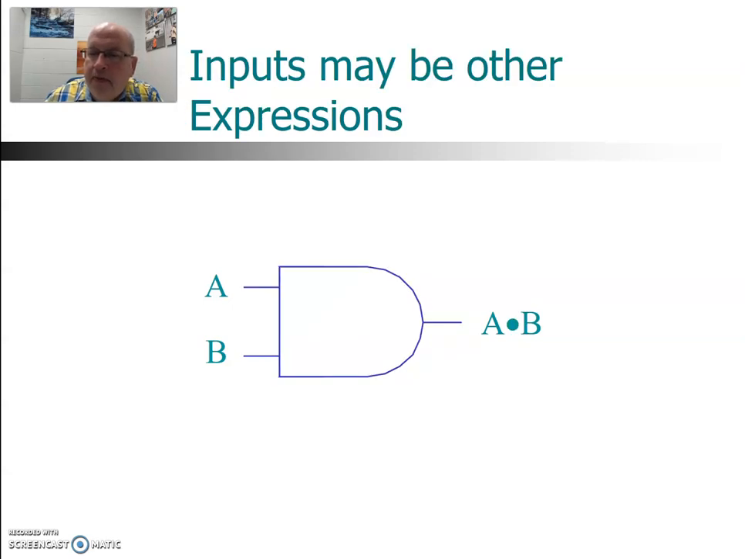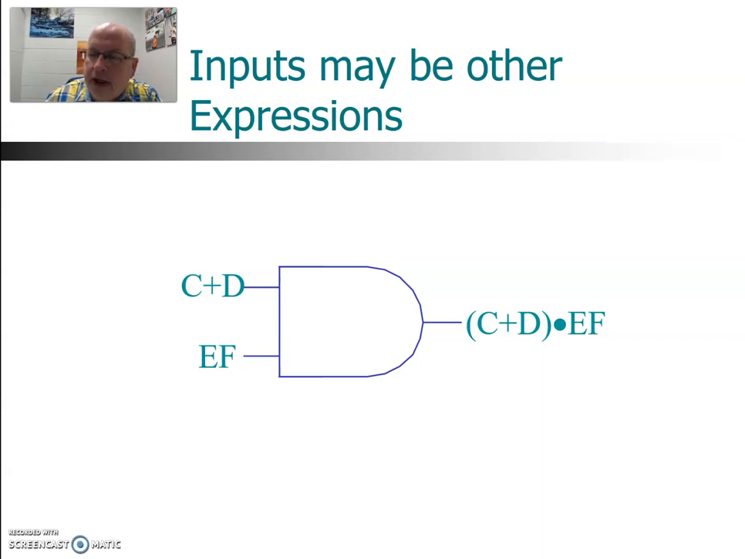It's important to remember when we are utilizing these variables A and B, each of these can actually be combinations of other variables. For example, A might be C plus D and B might be EF, and then we get this expression, the C plus D ANDed with EF. So again, you're seeing combinations of expressions.